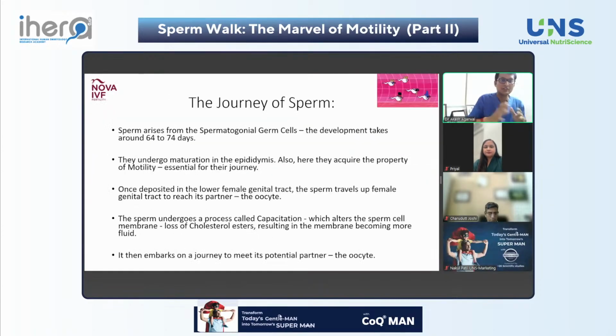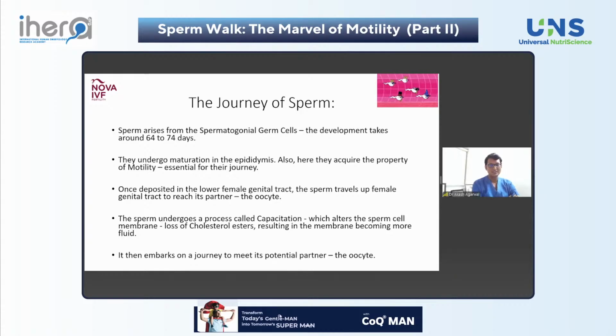So we are speaking about sperm chemotaxis and rheotaxis. We all know that human sperm takes roughly between 2.5 and 3 months for maturation to complete. Post that, they undergo maturation in the epididymis. What do they actually acquire during epididymal maturation? First is the important property of motility, which is very essential for the journey. A sperm deposited in the lower female genital tract without motility obviously has no chance of fertilizing the oocyte.